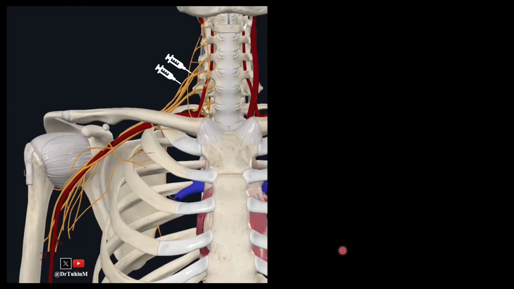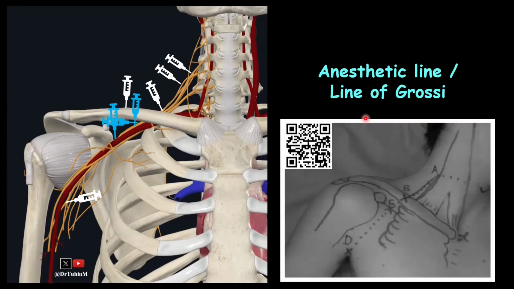Various approaches using anatomical landmark, paresthesia, neurostimulation, or ultrasound guidance have been described in literature to access the brachial plexus at different levels. A useful surface guide is the brachial line or the line of Grossi, which runs from the apex of the scalene triangle, passes through the midpoint of the clavicle, and then the middle of the chest wall and the coracoid process, ultimately reaching the pulsation of the axillary artery with the arm abducted at 45 degrees.